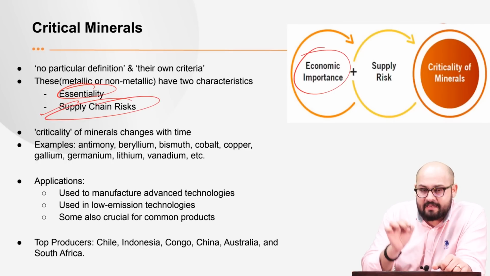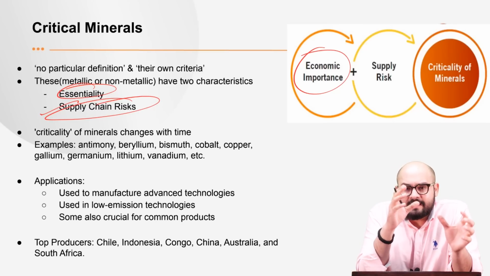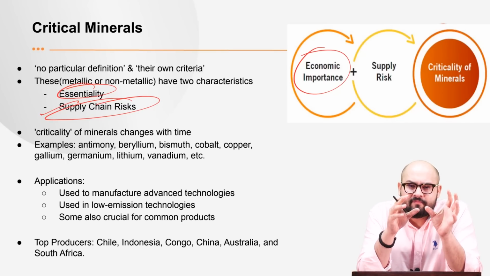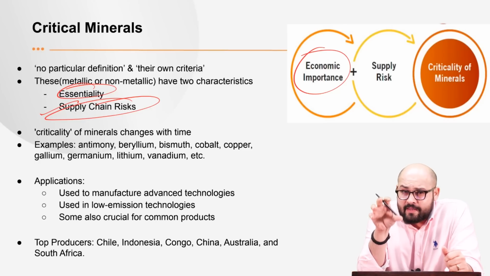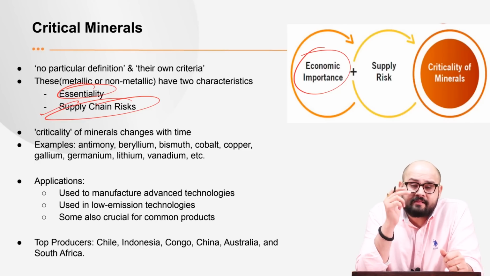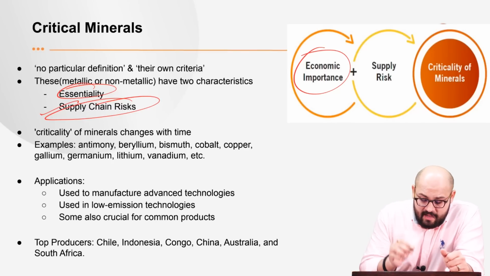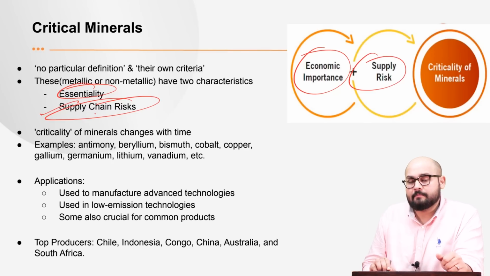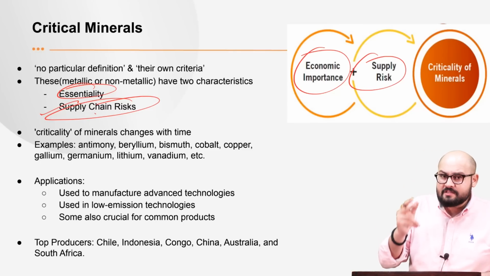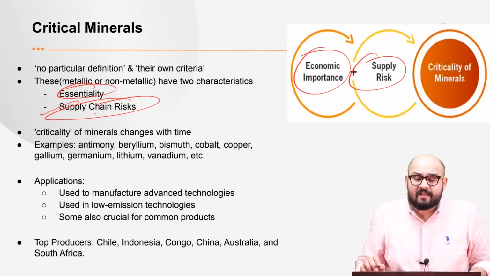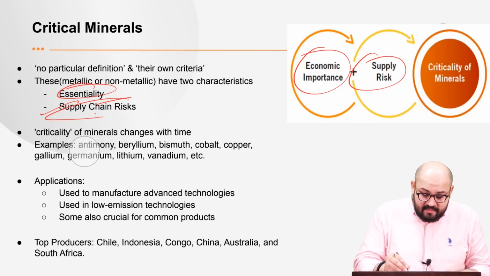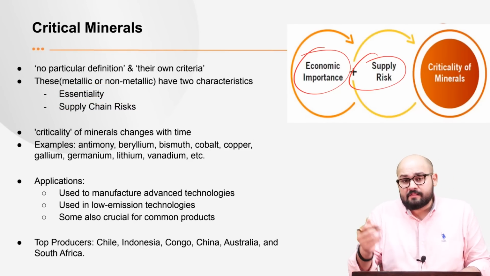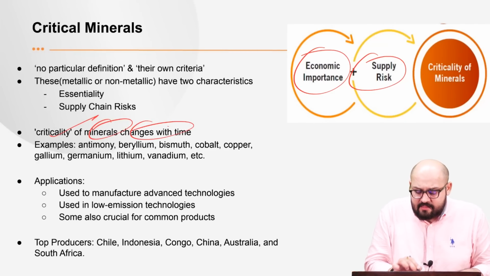Second is the supply chain risks. Please understand that these critical minerals are found in very few specific locations around the world, in very few countries, and that too in very specific locations. Now, this makes them prone to supply chain disruptions, right? So there are supply chain risks involved with these critical minerals. So the two essential characteristics are essentiality in the technological domain and supply chain risks. Now, this criticality, or importance, of minerals changes with time.